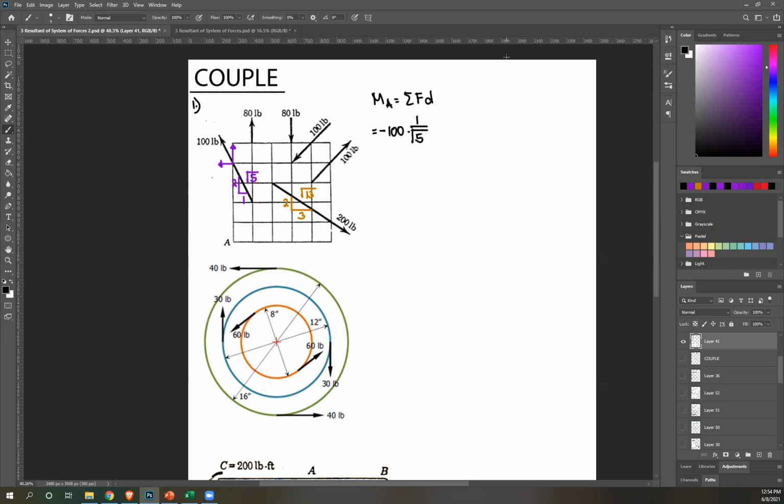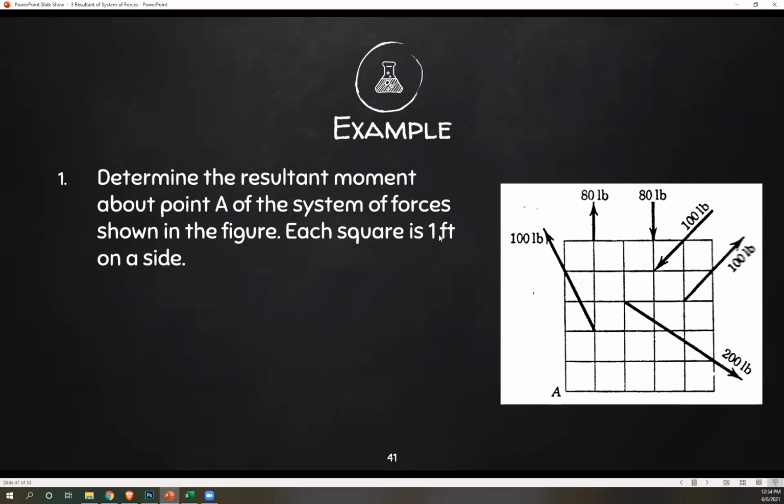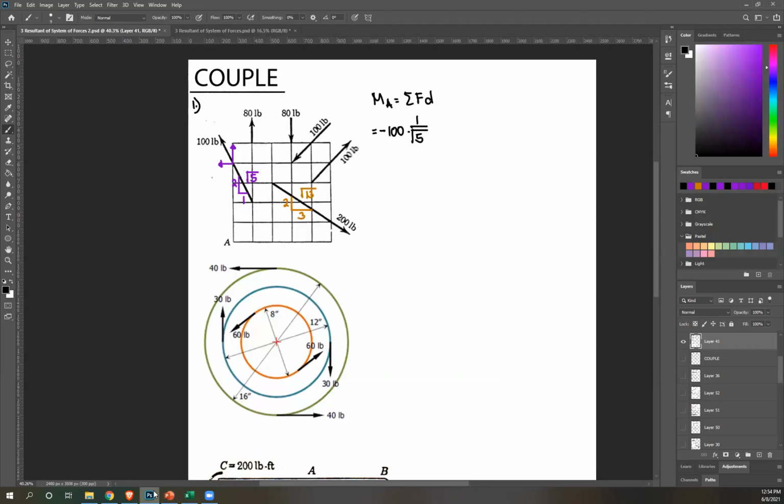Next step is to multiply it by its perpendicular distance, which is equal to this. So that's 1, 2, 3, 4 units. And each side is equal to 1 foot, so that's 4 feet. So that's pounds times foot. Let's do the same for the rest.